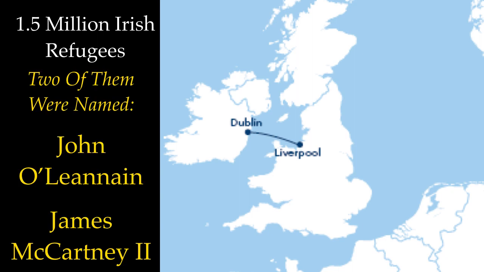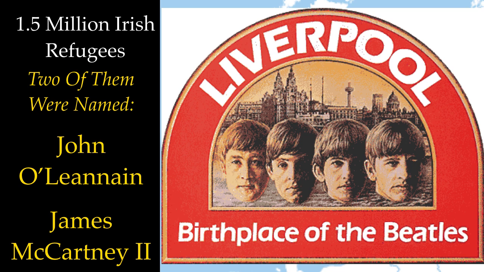But of all the people, the millions that fled from Ireland to Liverpool, I find it interesting to always mention that two of them were named John O'Lennon and James McCartney II. So hopefully some of you know where I'm going with this. These are two ancestors of the Beatles, and the Beatles started in the city of Liverpool. So we can make the argument that the Beatles were also a result of the Irish potato famine of the 1840s.